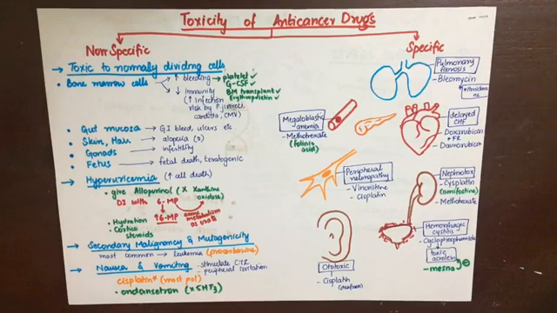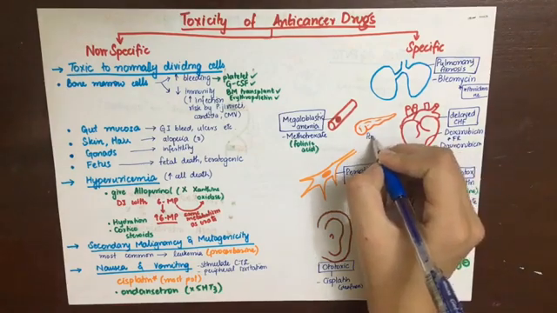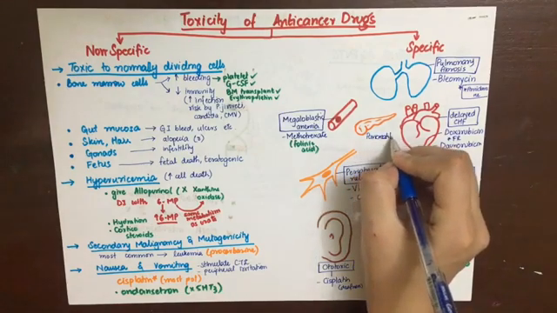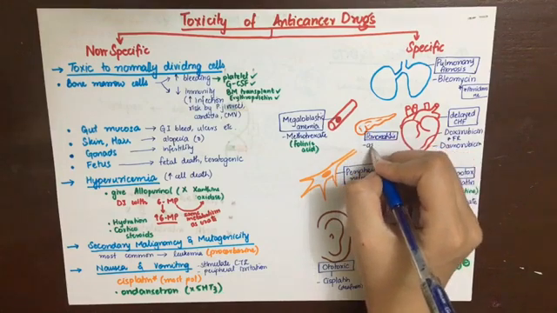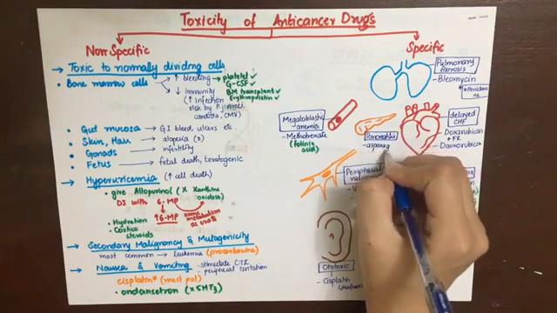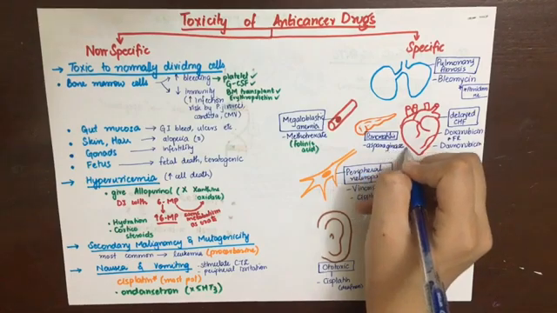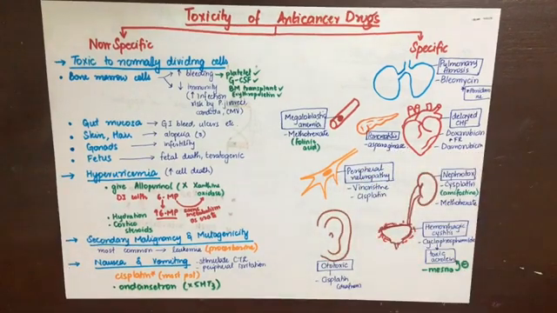Lastly, one side effect that is associated with a drug that we did not discuss is pancreatitis caused by asparaginase. Now, this is an enzyme, a drug that is used in cancer therapy to convert asparagine into aspartic acid. Now, asparagine in the normal cells can be synthesized, but cancer cells depend on exogenous asparagine. So, when this is given, it can cause pancreatitis. That's all about anti-cancer drugs.